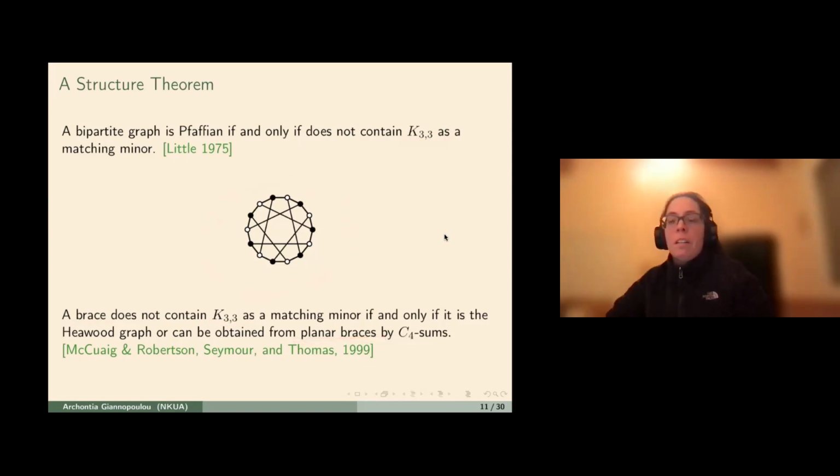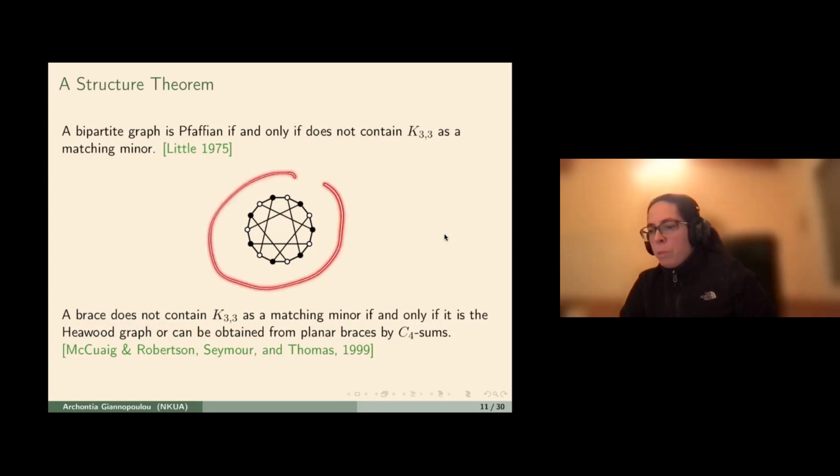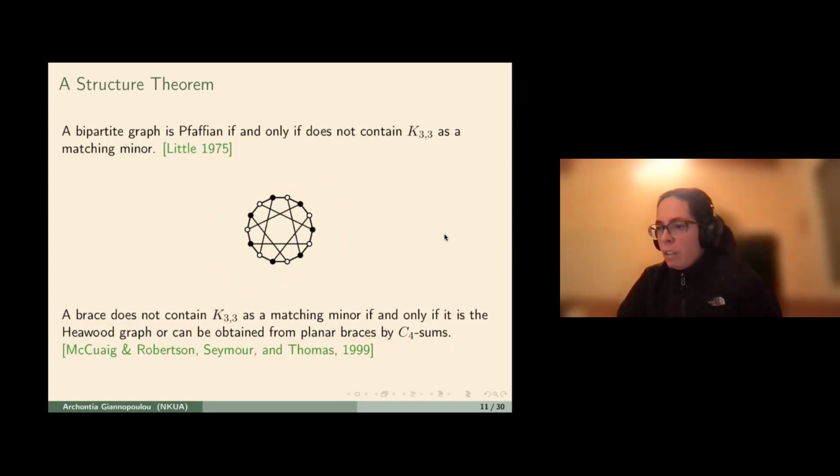So basically, similarly to Wagner's theorem, where we have that all graphs excluding K5 can be built from Wagner's graph and planar graphs, we have that now braces that do not contain K33 can be built from the Heawood graph and planar braces by some specific C4 sums, which are similar to clique sums in a sense.